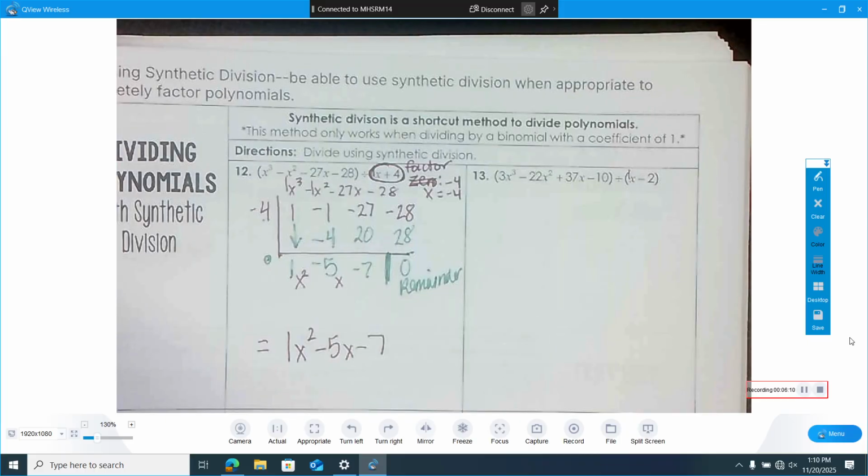So you have to put your x's back on when you're done. We took them off at the start. We got to put them back on at the end, but we divided away an x. So the power decreases by 1.